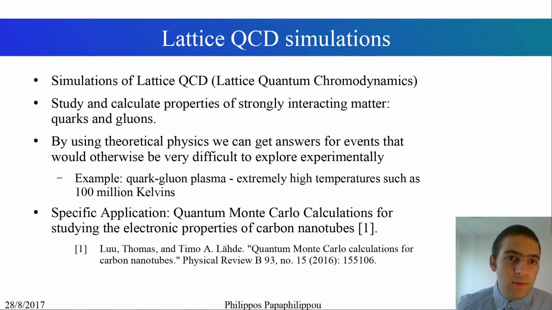First, we're going to have a quick overview of the HPC software we're trying to make faster. Simulations of lattice QCD have long been using a big proportion of the supercomputing resources. They are used by theoretical physicists to calculate the properties of quarks and gluons, such as with the quark-gluon plasma, which requires extremely high temperatures to explore.